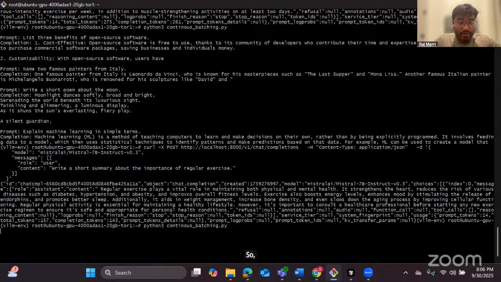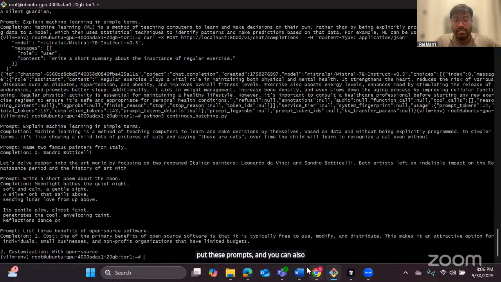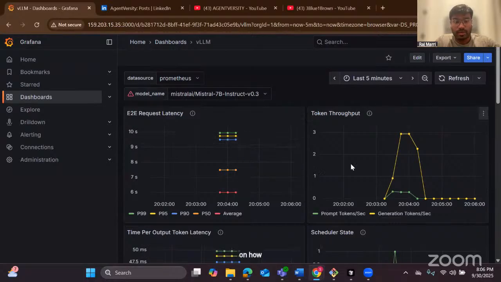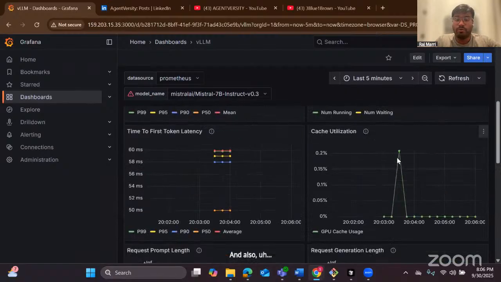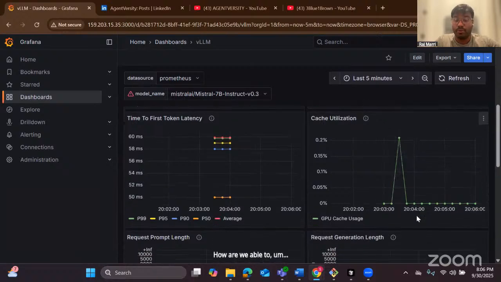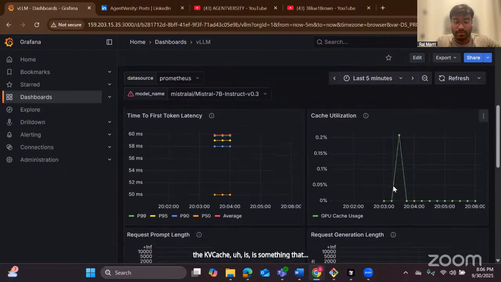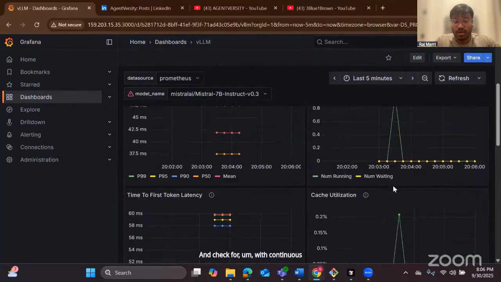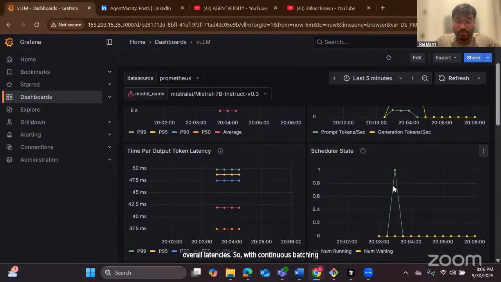Once this is run, you can see the output for these prompts, and you can also check the GPU utilization on how these different requests happen, what the latency is for all these requests, and how we are able to use our GPU KV cache. The KV cache is something that we can visualize and check, with or without continuous batching, to see the overall latencies. With continuous batching, we were able to get the response much faster.